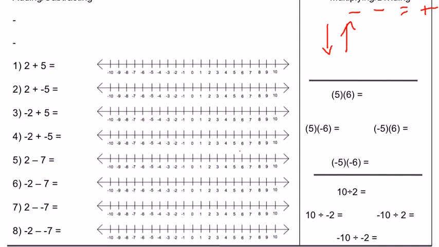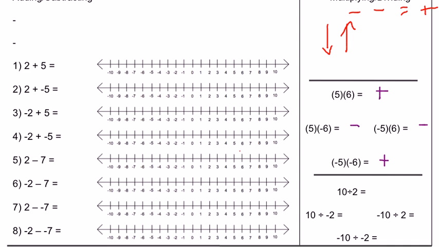So first let's practice. If we have a positive and a positive, it stays positive. A positive and negative turns negative. A negative and a positive turns negative. And here's that situation. We have a negative times a negative, it will end up being positive. Same pattern holds for division.